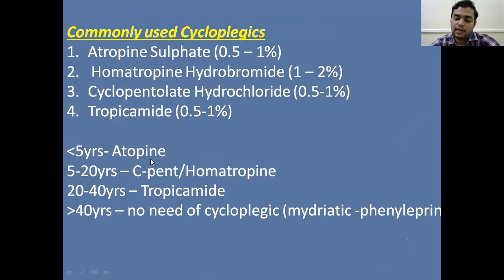So earlier I said that we need 5 activities for the refraction. So what are the various cycloplegic drugs we use to dilate the patient? First one is atropine sulfate, 0.5 or 1%, homatropine 1 to 2%, or cyclopentolate or tropicamide.